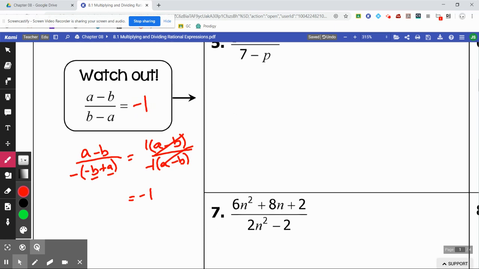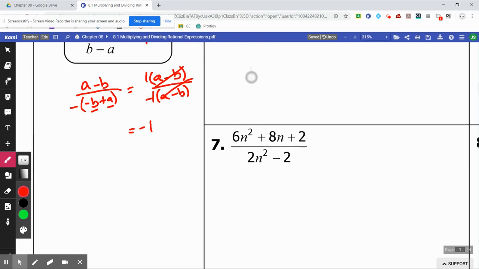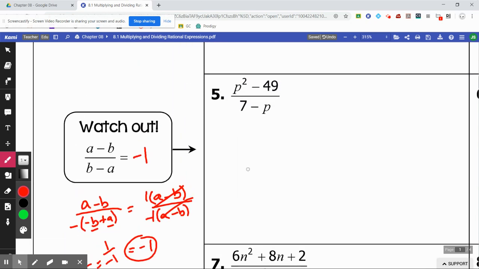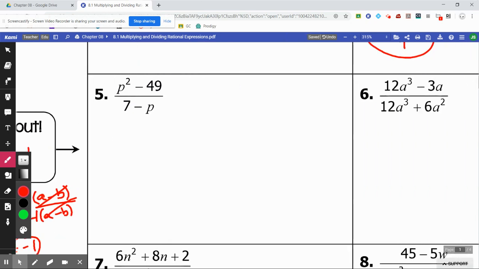So anytime you have like an x minus 3 and a 3 minus x, when you mark those out, they do not mark each other out completely. They always give you negative 1. And here's yet more proof. 3 minus 2 over 2 minus 3. If you were to actually divide that, that's 1 over negative 1, which is, again, negative 1. So let's keep that in mind in this problem.